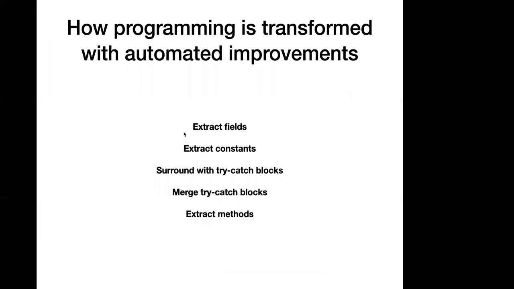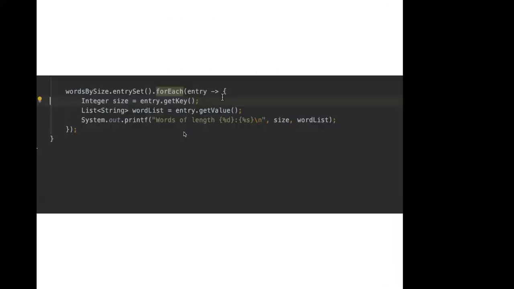Then you can surround with try-catch blocks. You can merge try-catch blocks. You can extract method references. Okay, let me pause here. We have words by size, which is a map. So you want to traverse the map and get the values and print it.